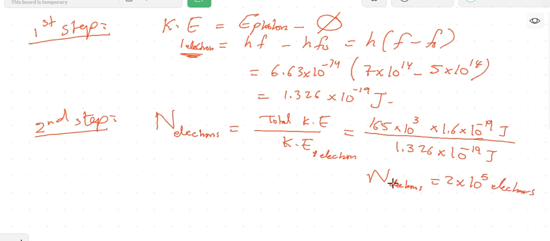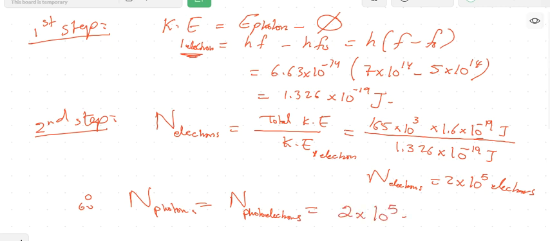Therefore, the number of used photons will be equal to the number of emitted photoelectrons, which will be 2 times 10 to the power 5.